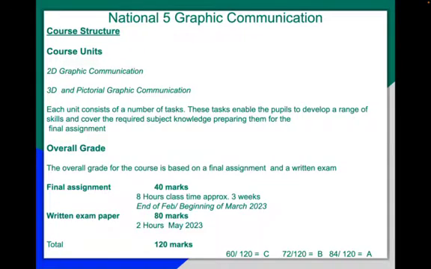The grade for GraphCom is made up of two elements. One is the final exam, so that's 80 marks. And again, that is mainly completed around May time in their normal exam diet and covers things based around 3D graphics as well as graphic design elements and principles. There are also some additional theory components in amongst that.